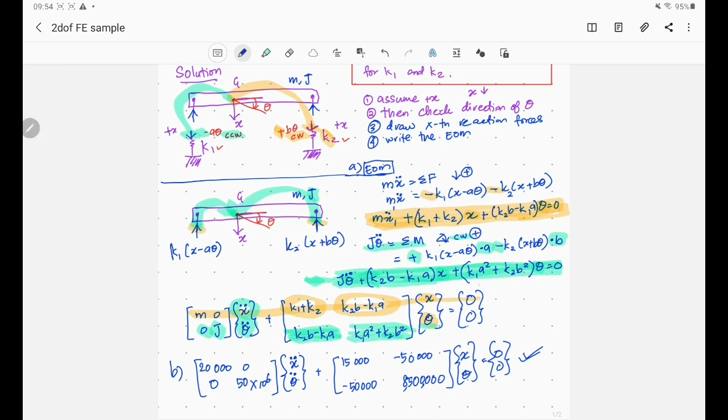Sorry, I made a slight mistake here. I've left out a bracket. You're supposed to have a bracket here, with everything times theta, related to theta. From there you just substitute the values, and you can get the answer for your matrix of the two equations of motion. Okay, thank you.